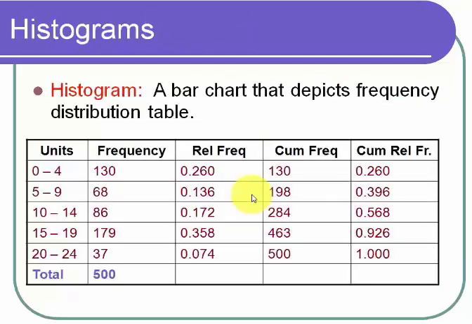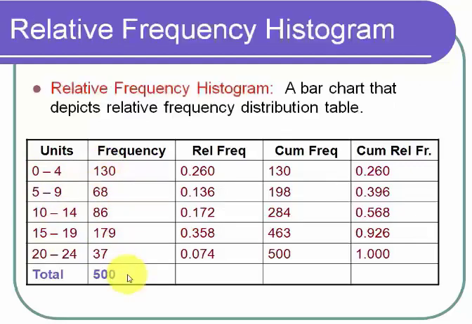The next sketch I want to talk about is a histogram. So a histogram is a bar chart that depicts a frequency distribution table that we talked about in the last chapter. So here's an example, number of units someone might be taking versus how many people took those number of units. A relative frequency histogram is a bar chart that depicts a relative frequency distribution table.